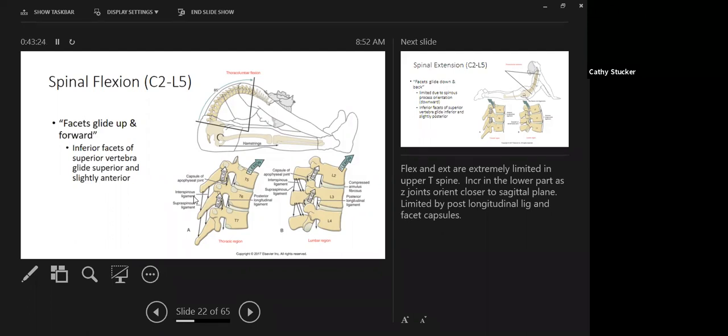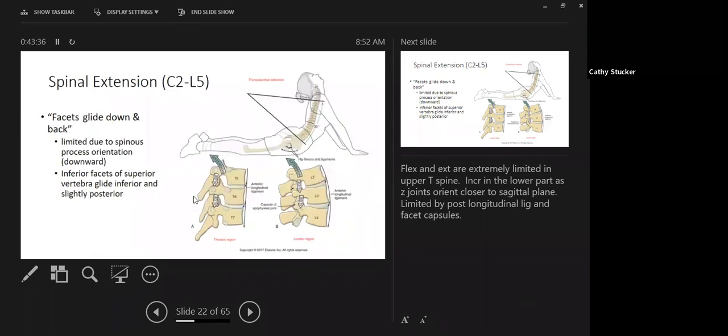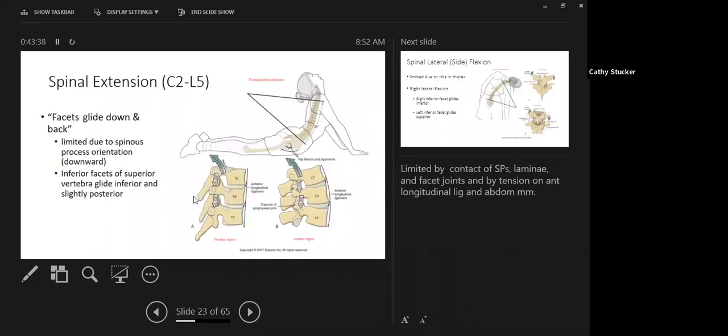The posterior longitudinal ligament and facet capsules are really the primary restraint to additional flexion. So they get tight and really restrain things. So facet capsules and posterior longitudinal ligament. Supraspinous ligament is involved there too.